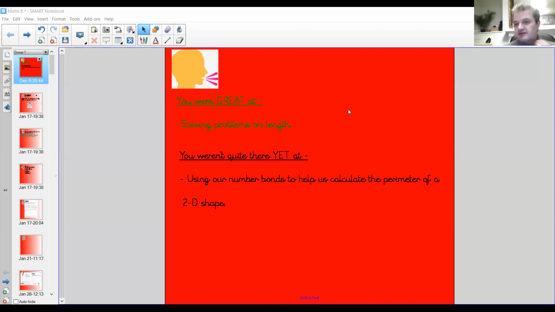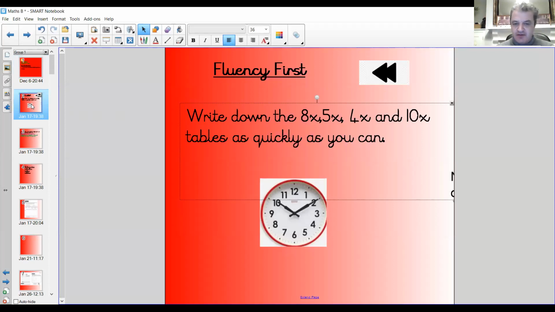I just thought we'd do something slightly different today because this is the end of the unit. So we've been looking at length and perimeter. I'll explain as we go through the lesson. So, first check.